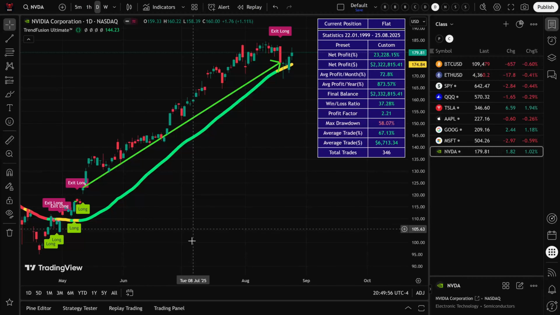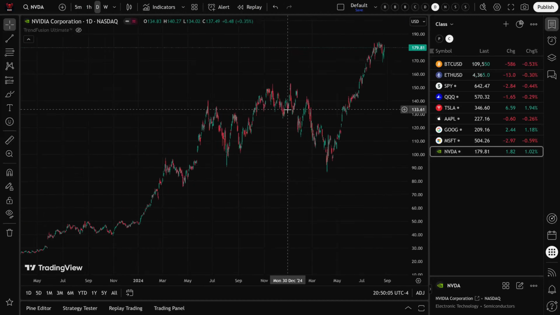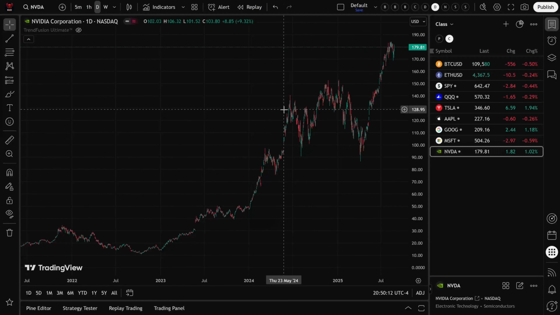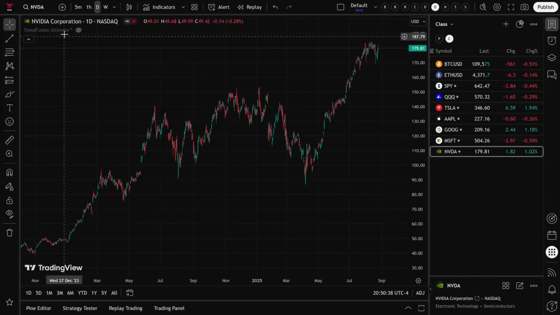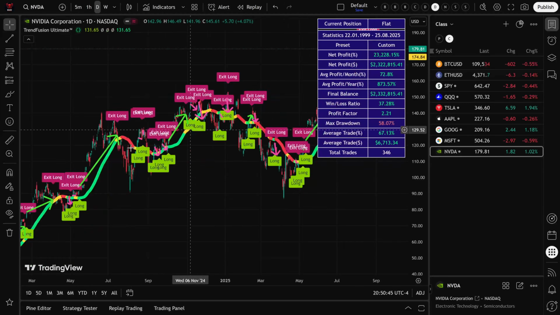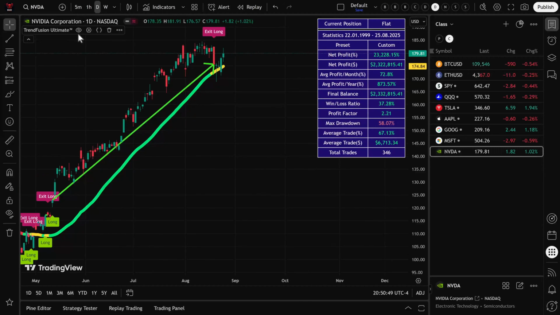For today's optimization session, I've selected NVIDIA stock. But why NVIDIA stock? Because look at this chart of NVIDIA stock. What do you see? Look at this beautiful trending action. This is exactly what TrendFusion Ultimate was designed to capture. Strong, consistent moves with clear directional bias. So I'm starting the optimization session with default settings for this indicator. Let's open the properties of this indicator.